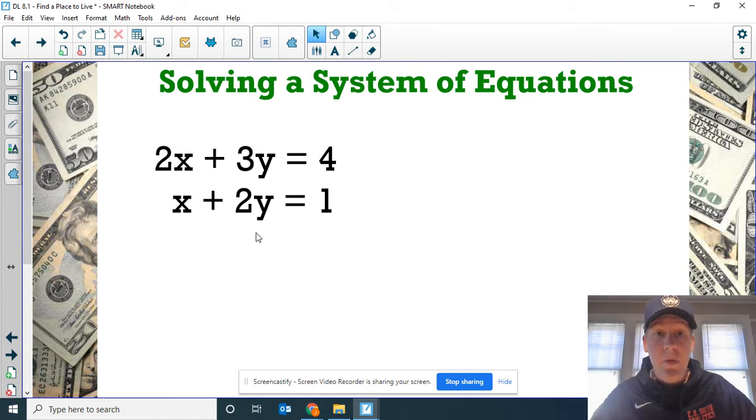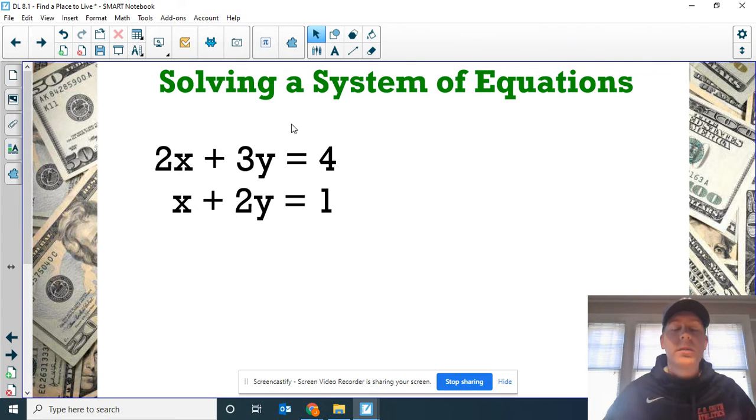We could graph both equations. You could convert them both into slope-intercept form and see where the two equations intersect. You could solve them by substitution, where you have one equation with one of the variables by itself. Maybe this bottom equation said x equals negative 2y plus 1, and then you took that expression and plugged it into the top equation. The other method is elimination, and that's the one we're going to be using.